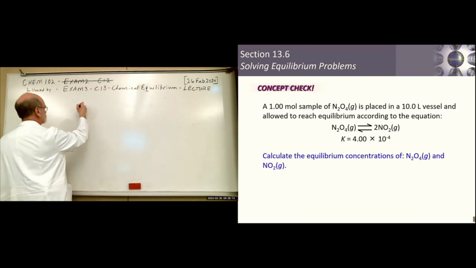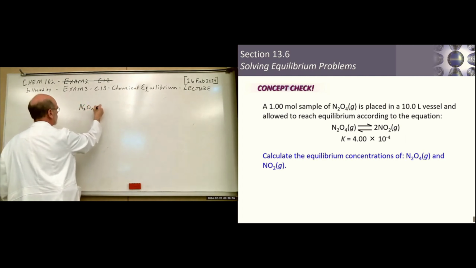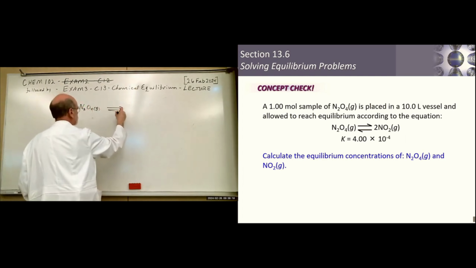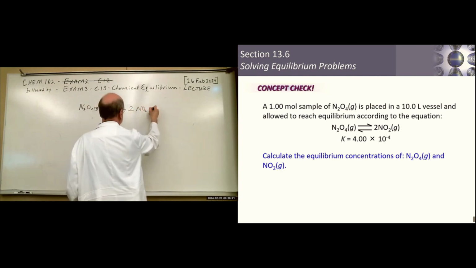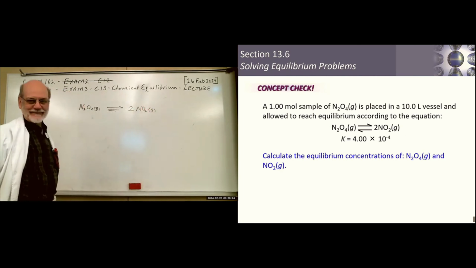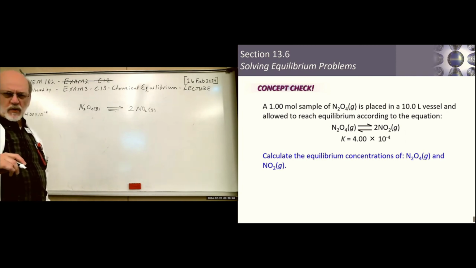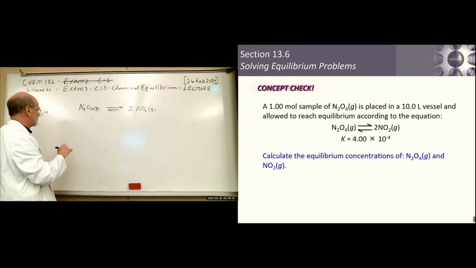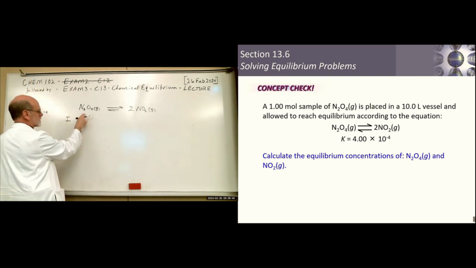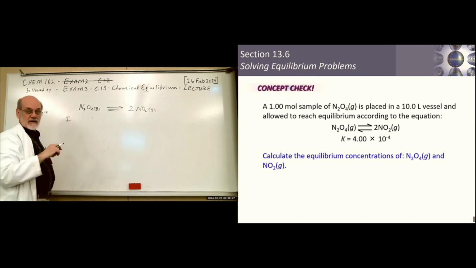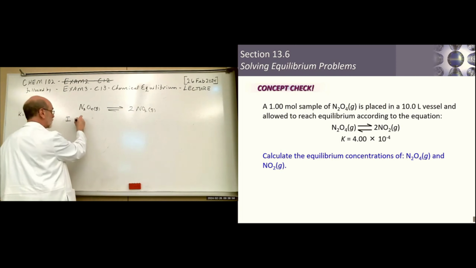Based upon this equation, N2O4 gas is in equilibrium with 2 NO2s. Right? And we're given the K. K equals 4 times 10 to the minus 4. Okay, initial concentration. 1 mole sample is placed in a 10-liter vessel. So the initial concentration of this guy right here is 1 mole in 10 liters, which is 1/10 of a molar, isn't it?